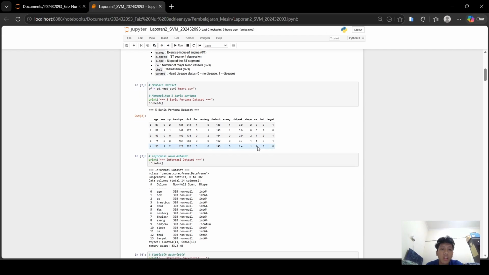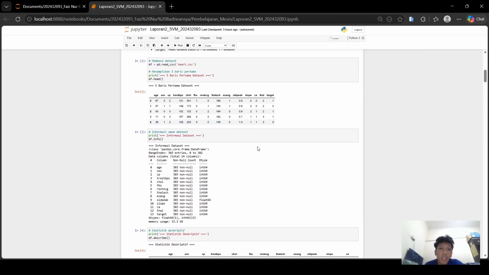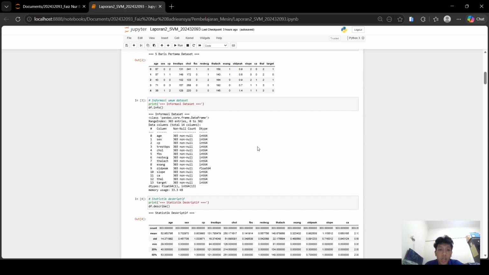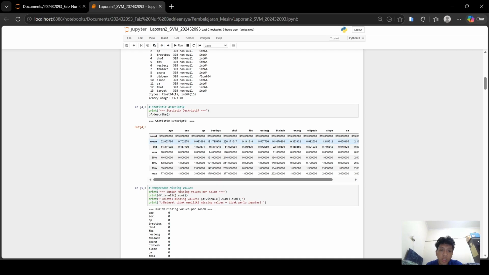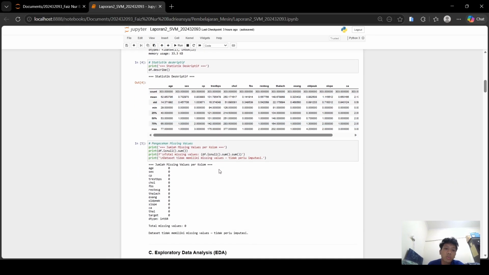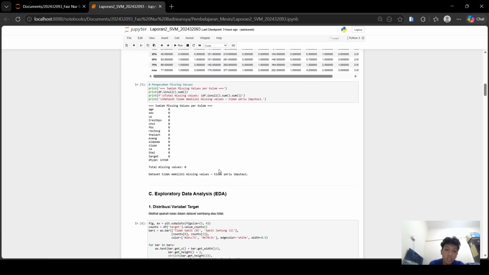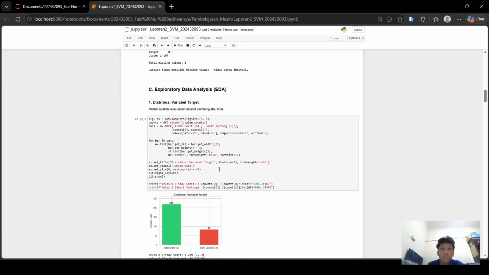And then, don't forget, we read the dataset. We read the first 5 lines and the general information of the dataset, such as age, sex, and CP, and after that the descriptive statistics. Then don't forget to check for missing values, and we go to exploratory data analysis, EDA.